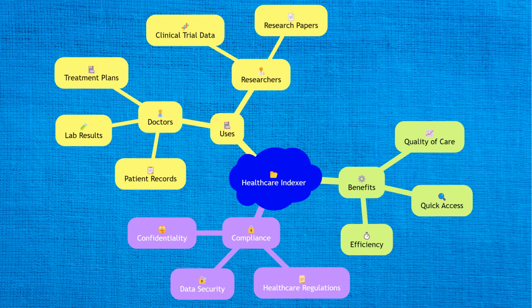In the healthcare industry, an indexer can be used to manage and search through patient records, medical research, and other important documents. For example, a doctor can use the search interface to quickly find a patient's medical history, lab results, and treatment plans. This can improve the efficiency and quality of patient care by providing doctors with quick access to relevant information. Additionally, researchers can use the indexer to search through medical research papers and clinical trial data, helping them to find relevant studies and data for their research. The indexer can also be configured to comply with healthcare regulations and ensure the security and confidentiality of patient data.